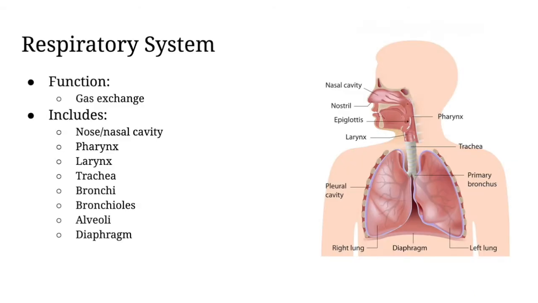So the purpose of your respiratory system is for gas exchange. We need to get oxygen into our bodies so that our cells can make energy. And then as part of that making energy process, that cell respiration process, your cells give off carbon dioxide as a waste product. And we need a way to get that waste product, carbon dioxide, out of our body. So our respiratory system is what lets that happen.